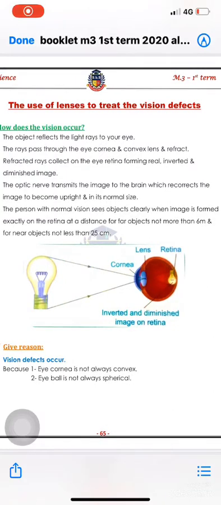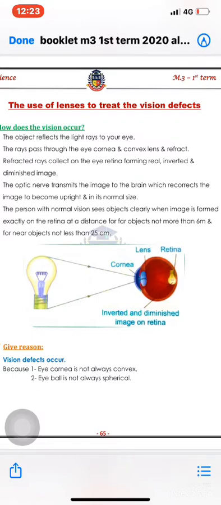The person with normal vision sees objects clearly when the image is formed exactly on the retina, at a distance for far objects not more than 6 meters and for near objects not less than 25 centimeters. So a normal person can see the object clearly when the image is formed on the retina, okay? Exactly on the retina. A distance of not more than 6 meters or not less than 25 centimeters. I can see the object clearly in this distance, okay?